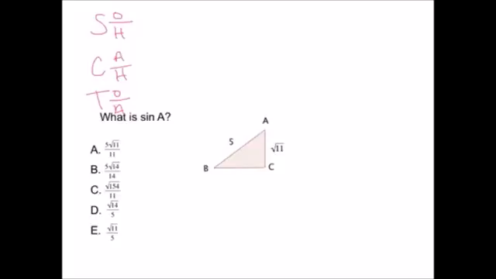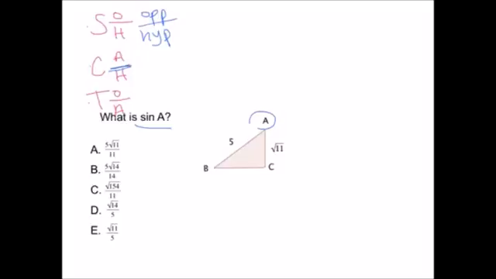SOH CAH TOA, the S, the C, and the T stand for the sine, cosine, and tangent. So sine, cosine, tangent. And the sine is what we're looking for here. We're asked to find the sine of A. This O over H means opposite over hypotenuse. The A, as you recall, if we were looking for cosine or tangent, that would be adjacent side. But let's focus on the sine here.